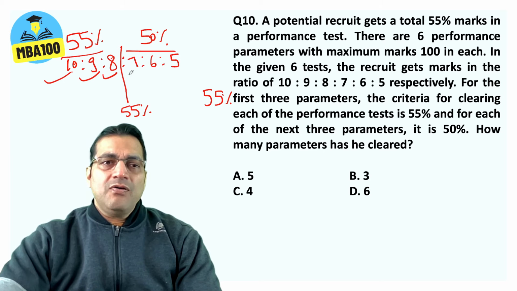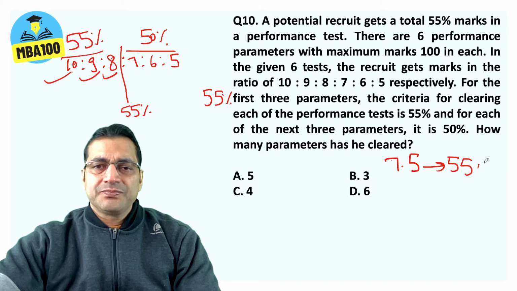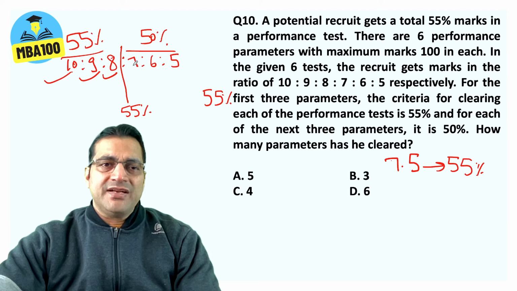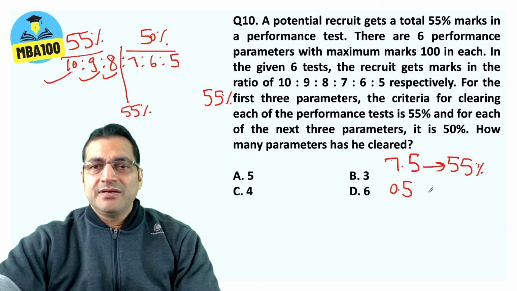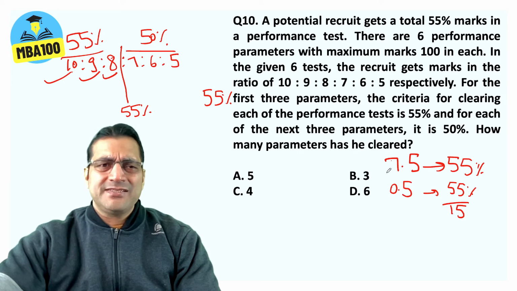Now mind you, 7.5 is equivalent to 55%. So what is the distance between this line and this 7? Half, that is 0.5. That is 1 by 15 of 7.5. It would be 55% divided by 15. 55% divided by 15 is 3.67. This is very simple.